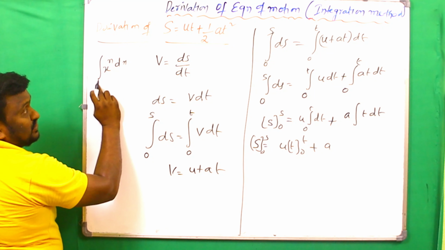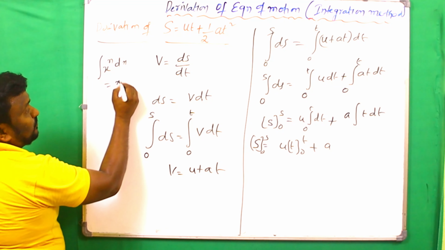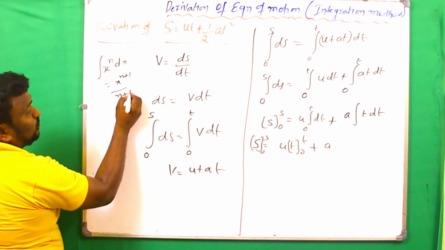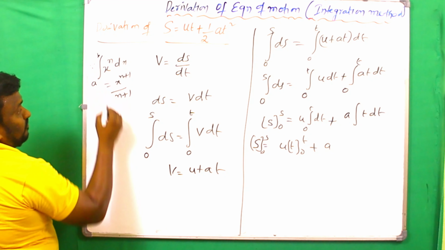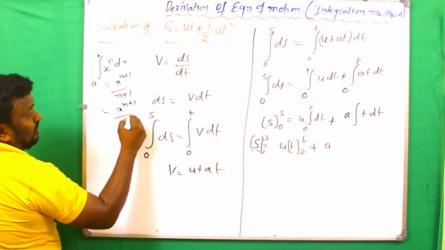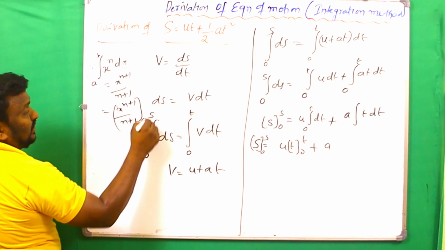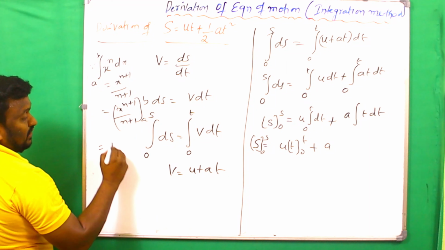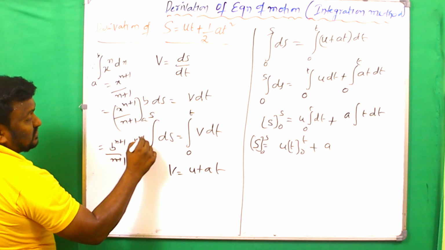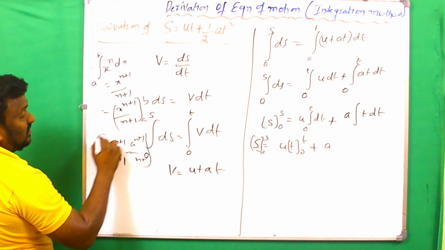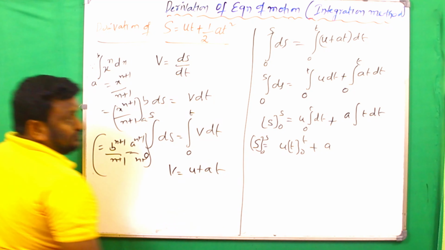Integration of x to the power of n dx formula is there: x to the power of n plus 1 by n plus 1. This is the formula you have to remember. Limits are from a to b. Then x to the power of n plus 1 by n plus 1, limits are a to b. First we have to substitute the upper limit, b to the power of n plus 1 by n plus 1, minus a to the power of n plus 1 by n plus 1. This is the formula we are going to use here.